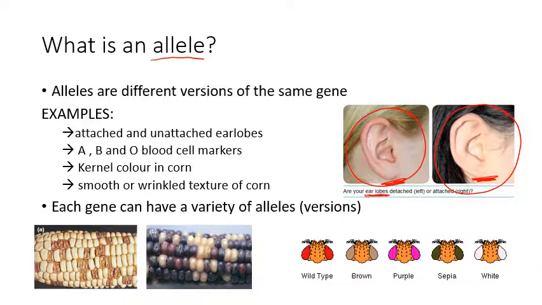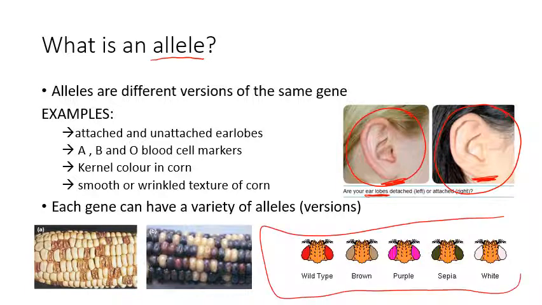Another example we might look at is these Drosophila fly down the bottom here. So in this example, we might be looking at the gene for eye color. So all of them are going to contain copies of the gene for eye color, but they're going to have different versions of the eye color gene. So this first fly here contains the alleles, or the version, for red eyes. This one contains the alleles, or the version of the gene, for brown eyes. This one has the purple eye alleles, and then so on.